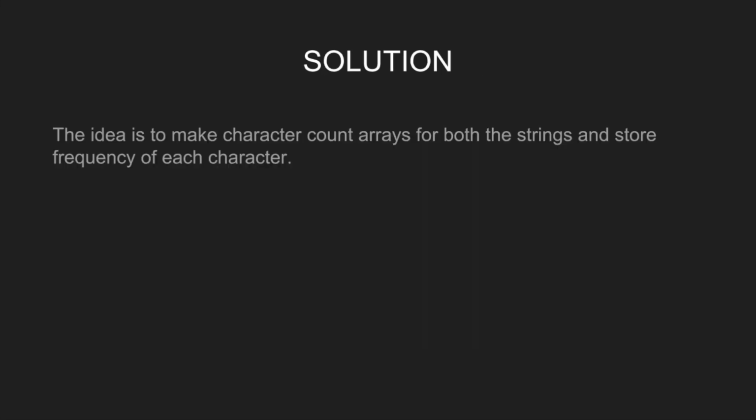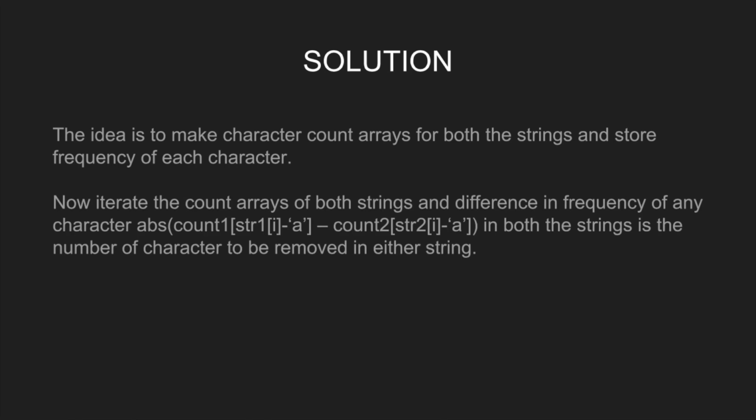The idea is to make character count arrays for both the strings and store the frequency of each character. Now iterate the count arrays of both the strings and find the difference in frequency of any character. Absolute of count1[i - 'a'] minus count2[i - 'a'] in both the strings is the number of characters to be removed in either string.